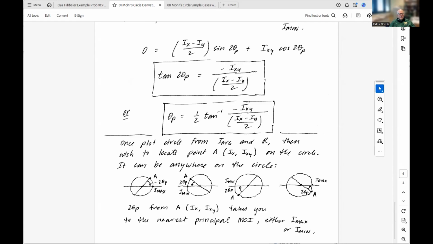So this will always give you the angle from our plotted X face to the nearest principal, whether it's I max or I min. And that number will be positive if we're going counterclockwise. It will be negative if we're going clockwise.